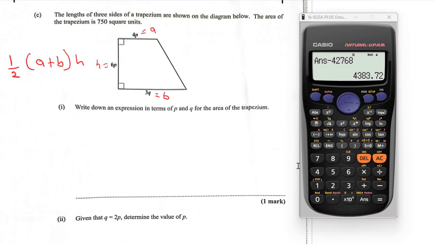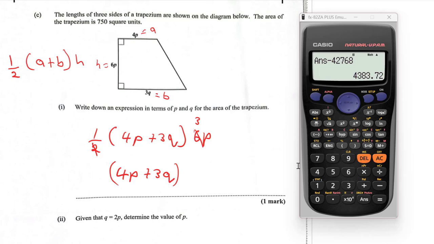So therefore, the expression for the area of the trapezium is going to be a half, 4P plus 3Q times 6P. Right? So that is the expression. We can simplify it if we want. So cancel the 2 into the 6. We get 3. So we have 4P plus 3Q times 3P.